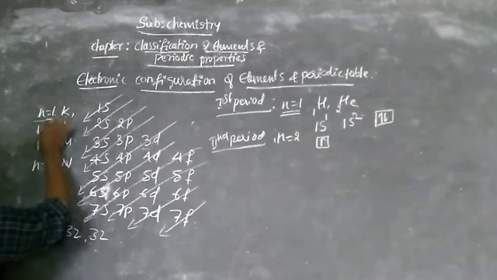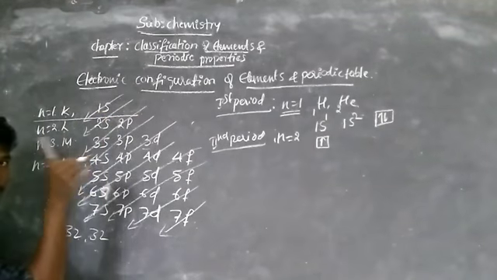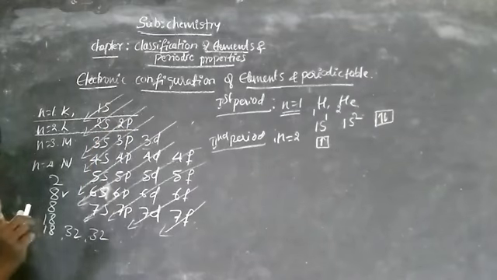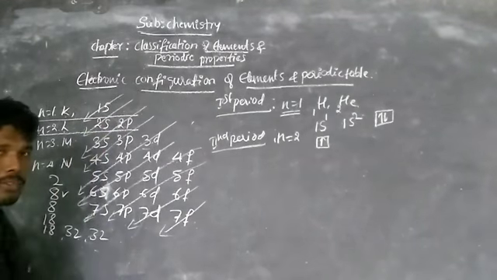So see here, in the first period, only the s orbital is there. In the second shell, there are 2s and 2p orbitals. Before that, there is 1s also.